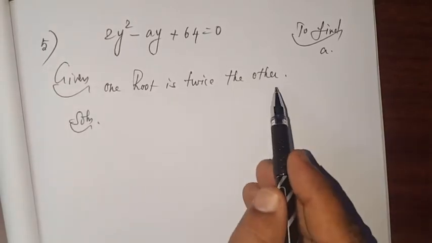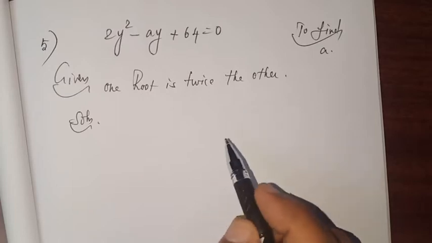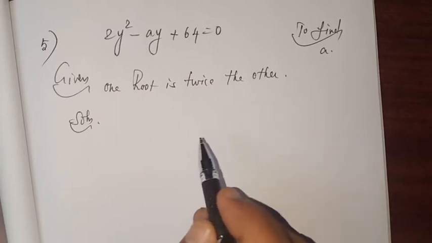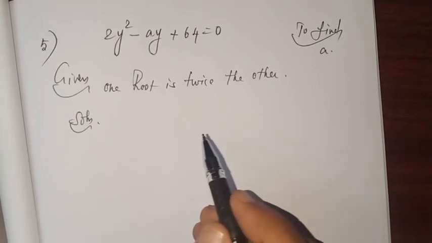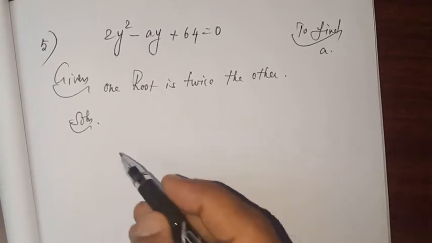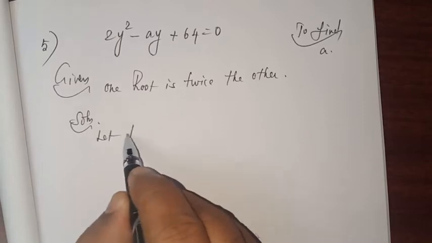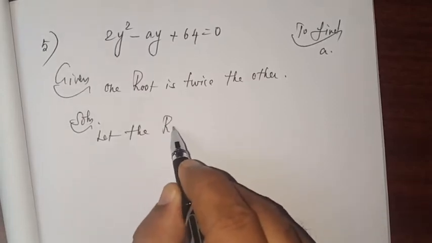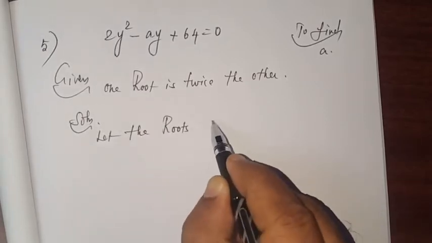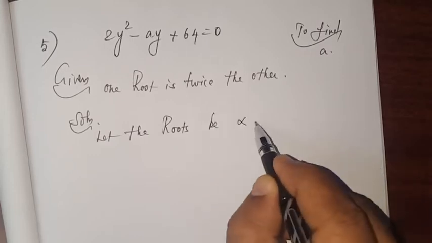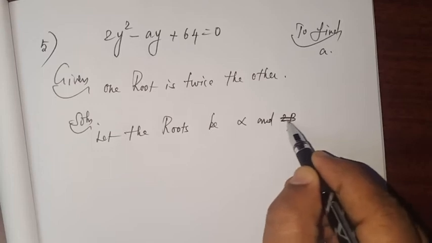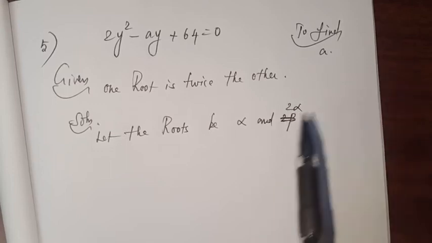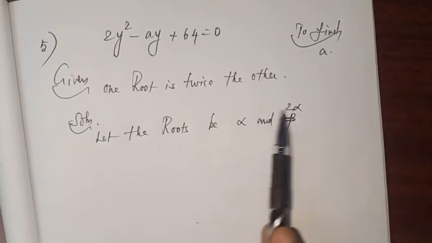Right, one root is twice the other means you have to consider the roots as alpha and 2 alpha. Instead of beta, I have to write 2 alpha. Let the roots be alpha and 2 alpha. One root is twice the other.